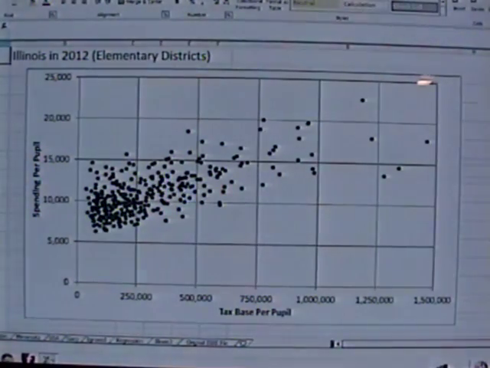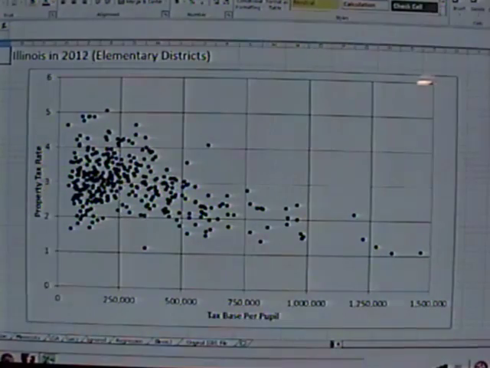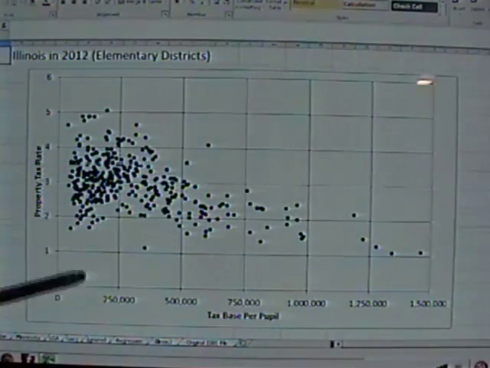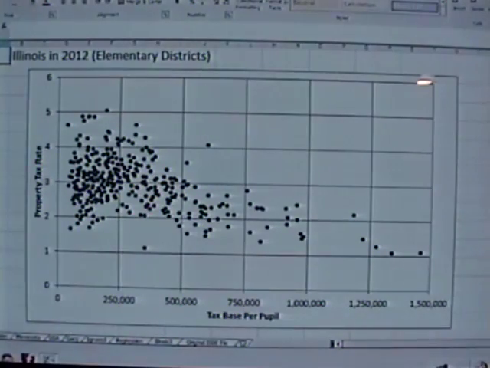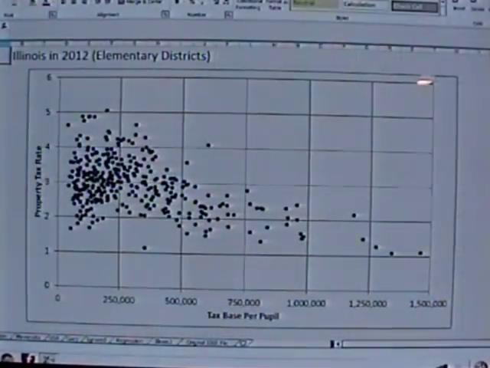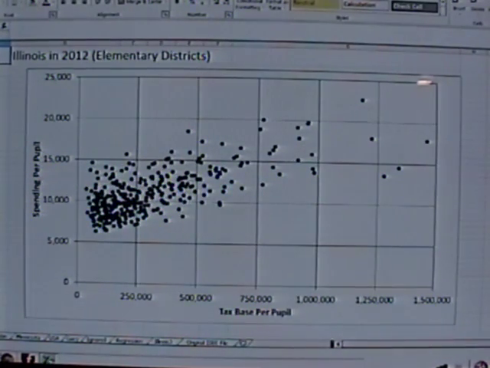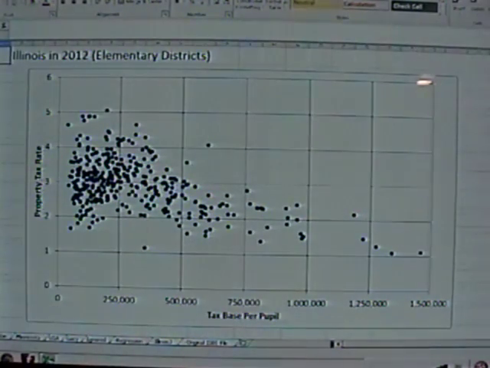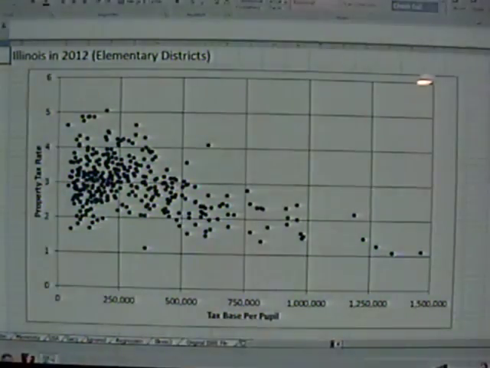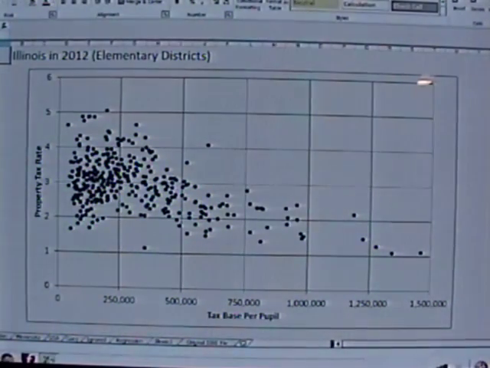The corresponding graph compares the wealth level of the school district to the tax rate that is paid. And we see the low wealth districts tend to have higher tax rates. Putting this together again, the higher wealth districts spend more money, and they do it despite the fact that they are paying lower tax rates. Higher spending for lower tax rates just isn't fair.